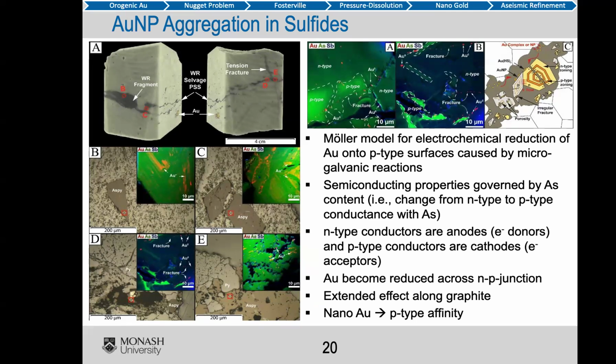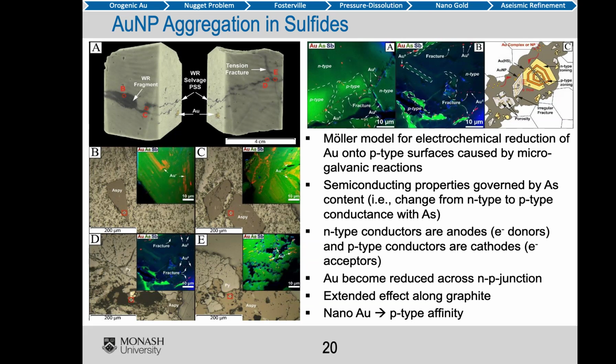even as a ligand-bound fluid phase, if they go across an NP junction, the gold can become reduced. They can get hit by an electron, fall out of solution phase. This effect can be extended if you have a conductive surface around. So if we have a graphitic stylolitic seam, you could actually have that go further than being directly juxtaposed upon one another. It could actually go a little bit further. How far? I'm not positive.